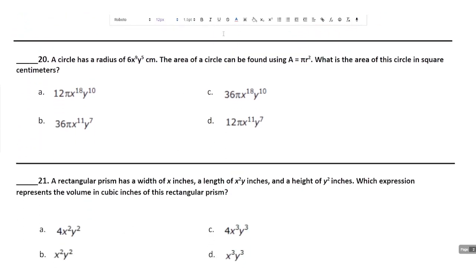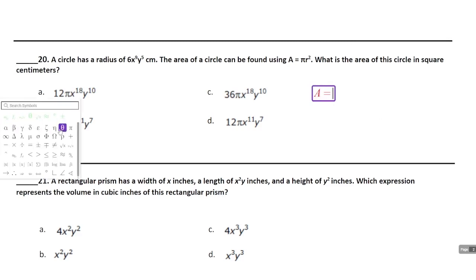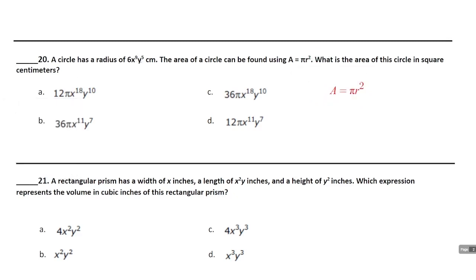Number 20 says a circle has a radius of 6 times x to the 9th times y to the 5th centimeters. The area of a circle can be found by using this little area formula, pi r squared. What is the area of the circle in square centimeters? So really the only thing we need to do is substitute this 6x to the 9th, y to the 5th in for the radius.